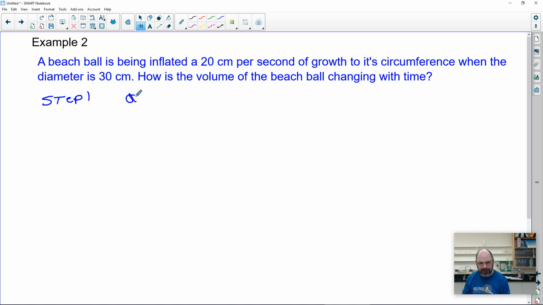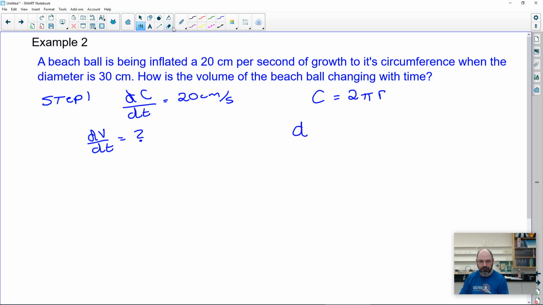We've got dC/dt equaling 20 centimeters per second. Now the circumference is equal to 2πr, and the volume, which is what we want to find, dV/dt. We know that volume is equal to 4/3 πr cubed.